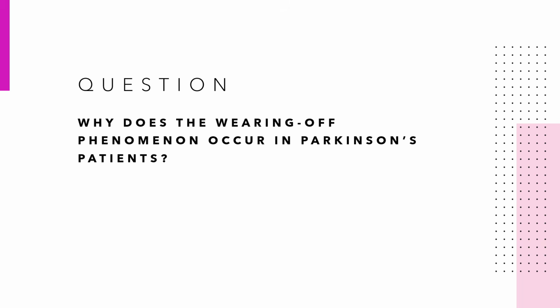So, why does the wearing off phenomenon occur in Parkinson's patients? It occurs because the brain has progressively fewer dopamine stores, so medications like Sinemet don't last as long between doses, and symptoms will return before the next dose. Even though we're at maximal dosing, it's still not taking care of the symptoms for the amount of time between medications. So this is what we call the wearing off phenomenon.